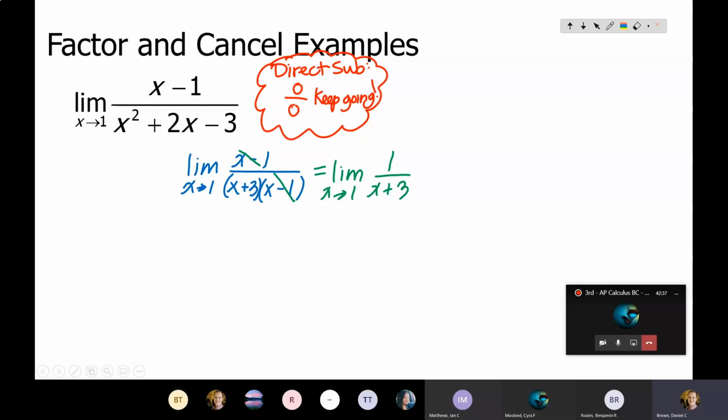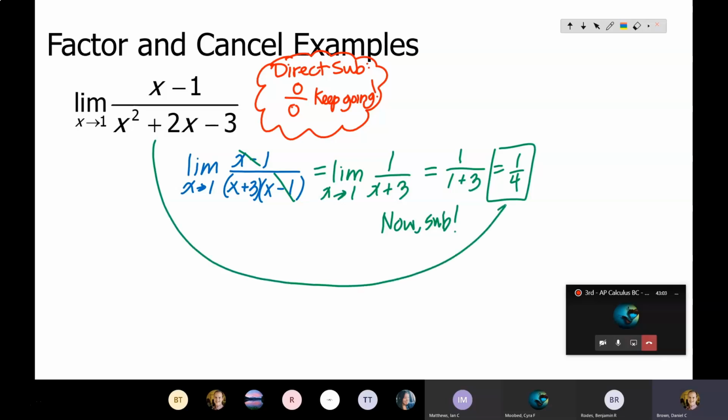Are we now able to do direct substitution? Yes, we've cleared out the issue of getting the 0 over 0. So now we can do direct sub. And by doing direct sub, we have 1 over 1 plus 3, which is equal to 1/4. So the limit as x goes to 1 is 1/4 for that function.